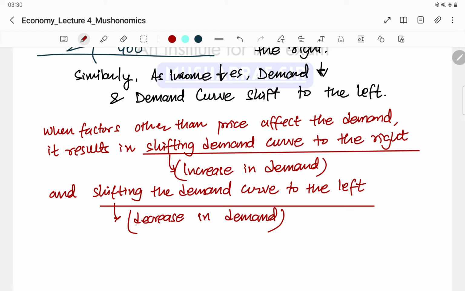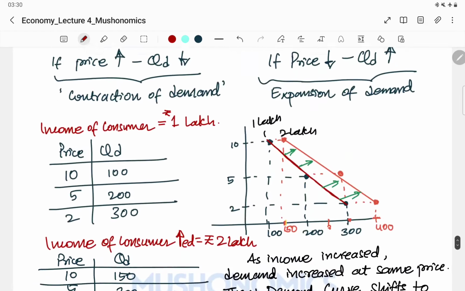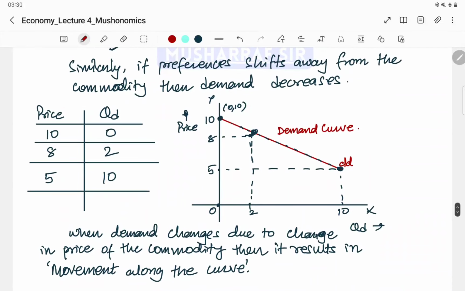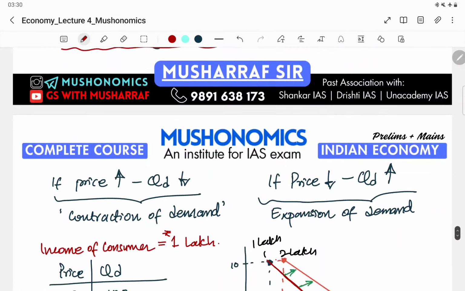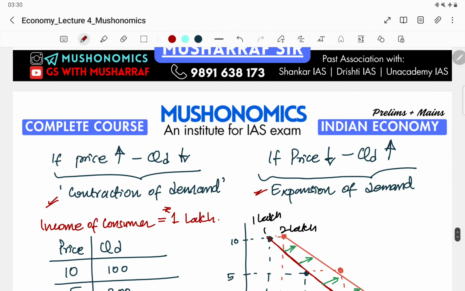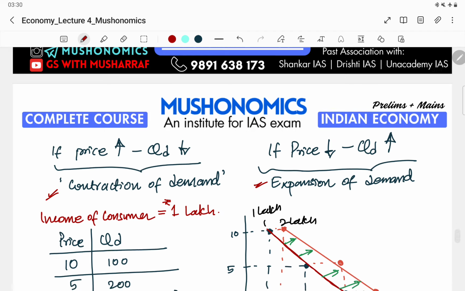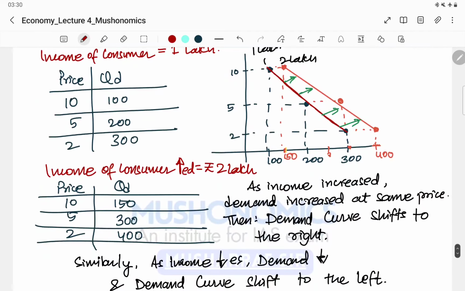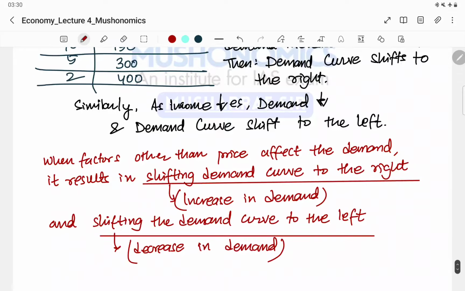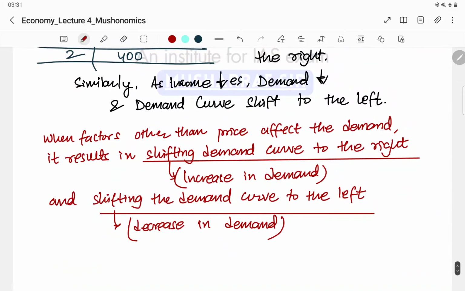Right? So we have talked about this, that when demand is increasing or decreasing due to price change, it is known as what? The movement will be along the curve and it will be either contraction of demand or expansion of demand. But if demand is changing not because of price but the factors other than price that we have discussed, it will be a shift in the demand curve, not moving along the curve, and it will be called an increase in demand or decrease in demand.